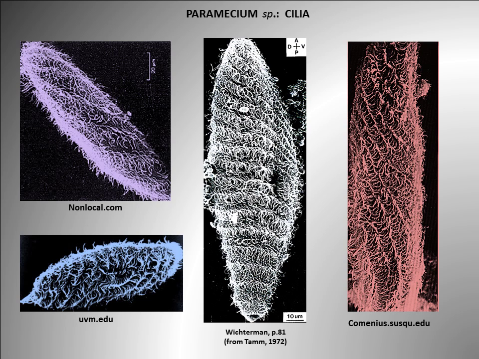Using scanning electron microscopy, it is immediately clear that several thousand cilia densely cover virtually the entire surface of the organism. In Tam's photomicrograph of 1972, it is also quite clear that the cilia are arranged in thickly populated rows or kinetids, running in a generally horizontal, somewhat tangential fashion.